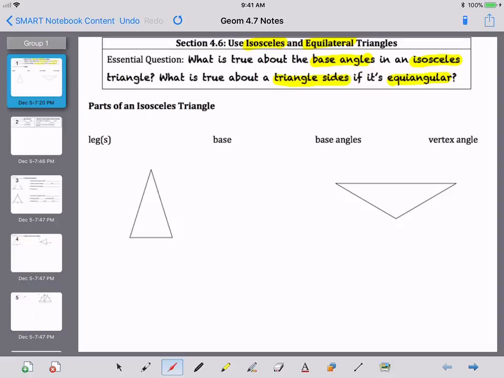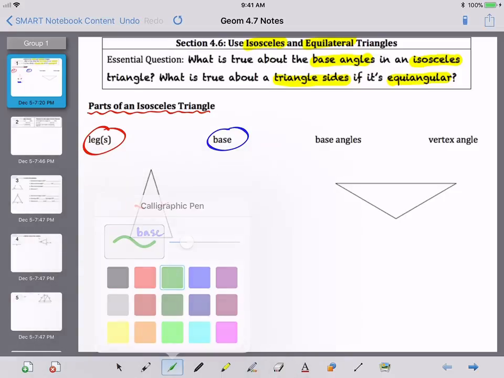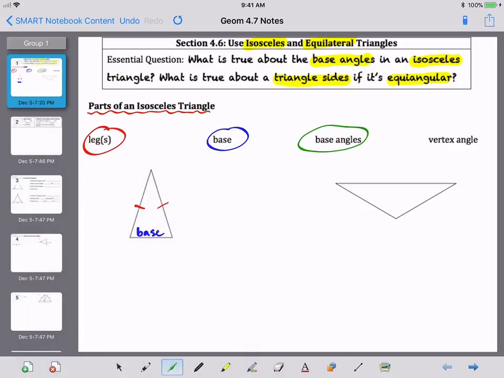The first thing that we need to talk about are the different parts of isosceles triangles. The first are the legs, which are the two congruent sides in an isosceles triangle. The second piece that we're going to discuss is called the base. So the base is the side that the two equal sides connect. Okay? And then the next is the base angles.